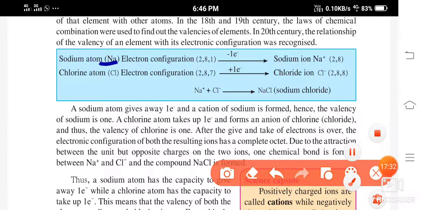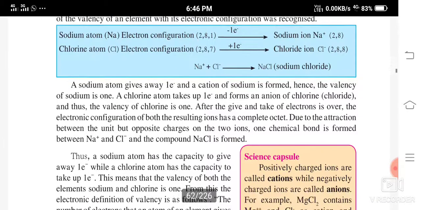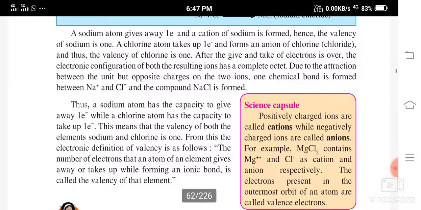This sodium is giving away this 1 electron, and chlorine needs 1 electron, it is taking 1 electron, and therefore the valency of sodium is also 1 and the valency of chlorine is also 1. See, after the give and take of electrons is over, the electronic configuration of both the resulting ions has a complete octet state. Due to the attraction between the unlike charges on the two ions, one chemical bond is formed between sodium and chlorine and the compound sodium chloride is formed.